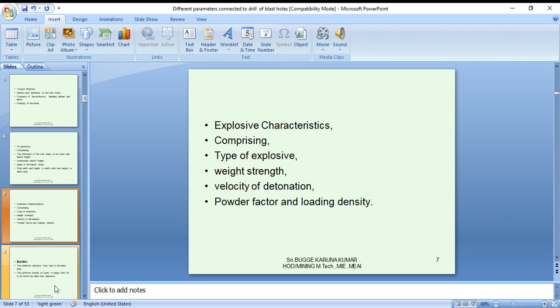Explosive characteristics, including type of explosive, weight strength, velocity of detonation, powder factor, and loading density, are also important factors for blast hole design. Type of explosive means whether you go for slurry or another type. If the site is full of water in nature, we have to go for water-resistant explosives. A dry coal mine is different, an iron ore mine is different, and the hole nature is different. So these are also important parameters for the drill holes.